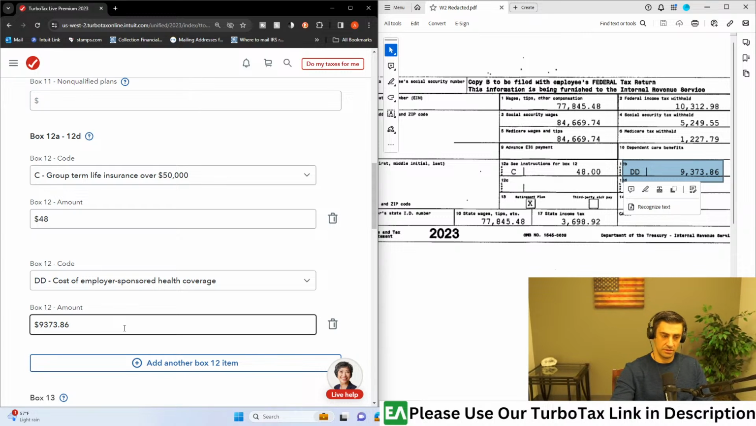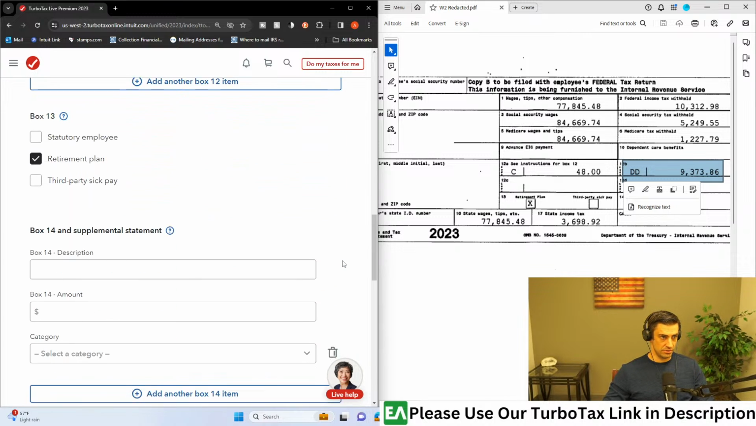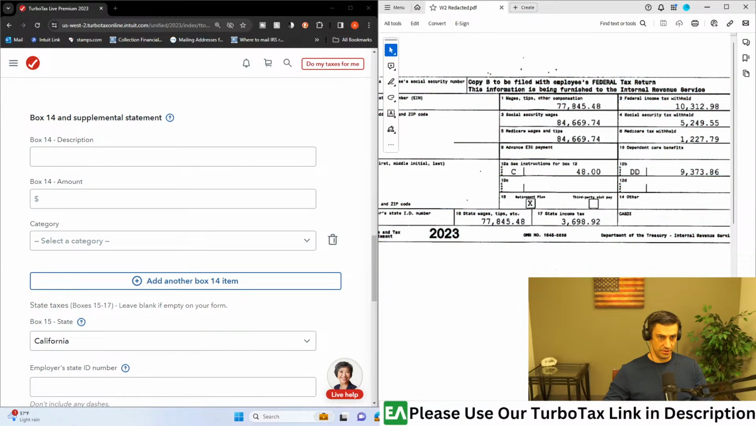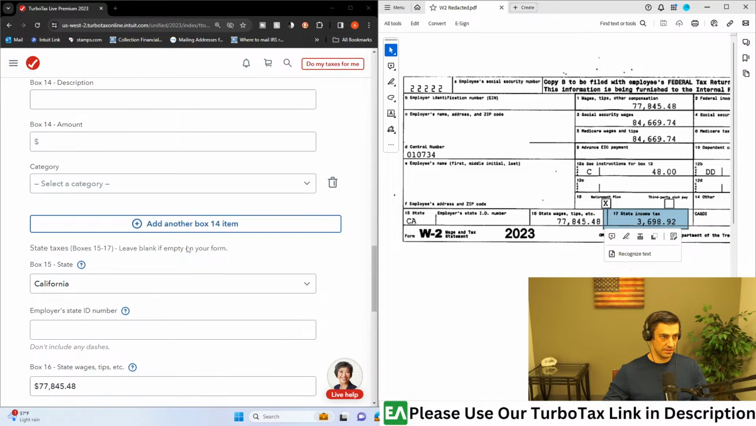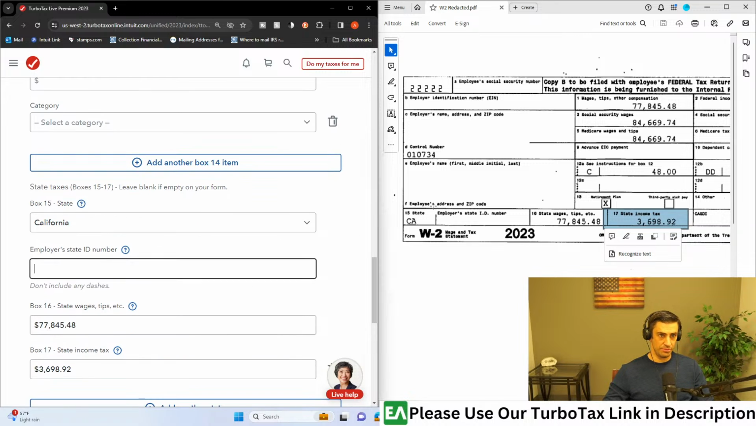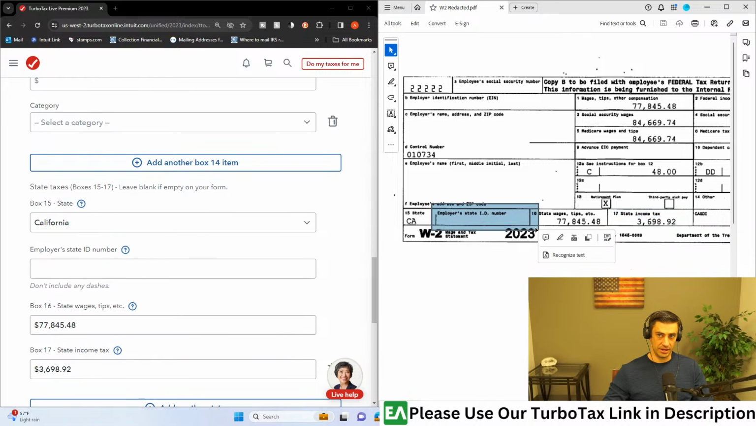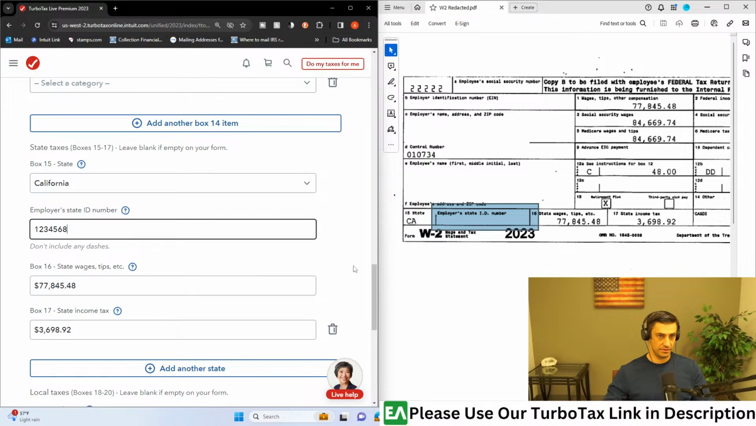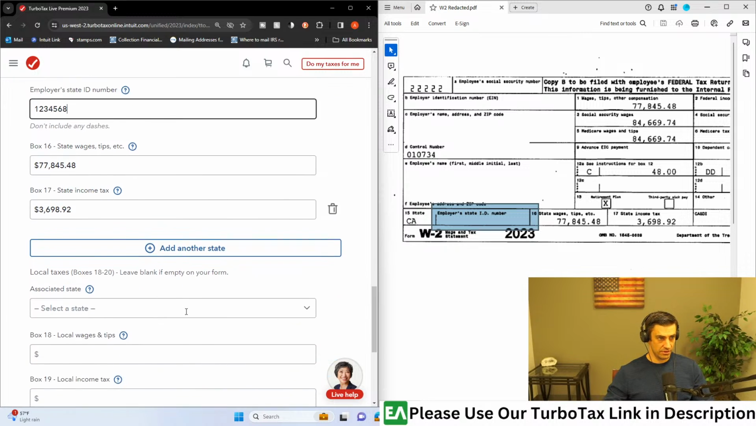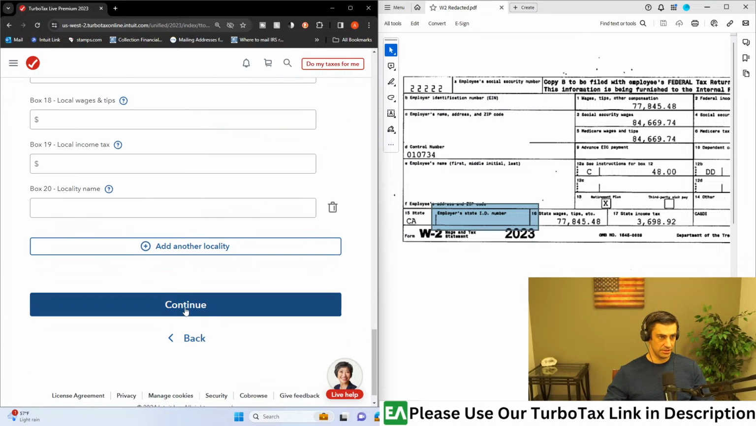9373.86. Okay. What else do we have here? We should have this information from the state, right? We paid state taxes. So California, there should be an employer ID number there. Again, I did redact this, so keep that in mind, all right? But let's say 1, 2, 3, 4, 5, 6. There we go, 8. These all came through, correct? Boom. All right, this looks good.